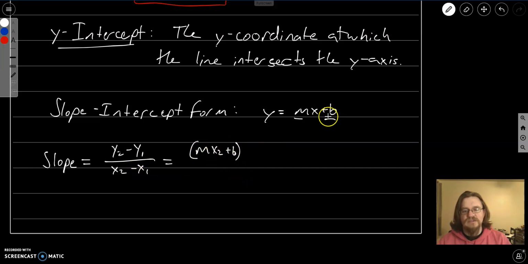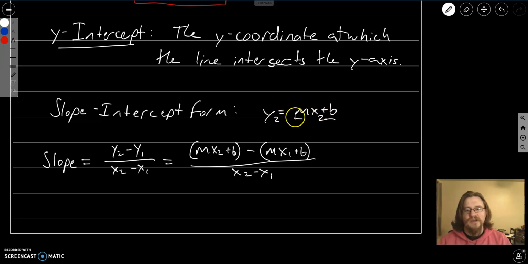Also, if I plug in x1 into here, I'll have m times x1 plus b. And then I want to subtract these and then subtract the bottom. So again, if I plug in x2 into here, I'll just get y2 is going to be equal to m times x2 plus b. Likewise, if I plug in an x1 in there, I'll get m times x1 plus b will be the y1. So these are why we have these two values on top.